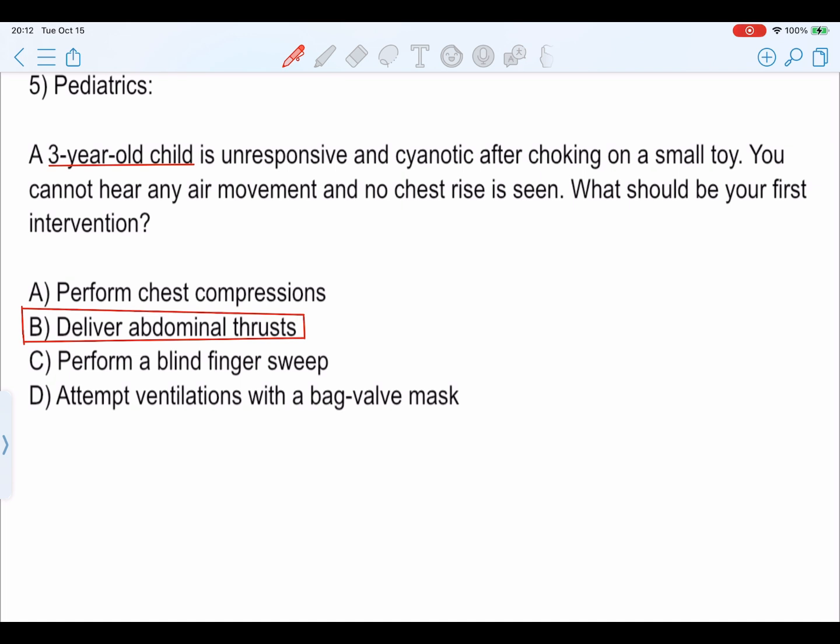Pediatrics. A 3-year-old is unresponsive and cyanotic after choking on a small toy. You cannot hear any air movement and see no chest rise. What should be your first intervention?